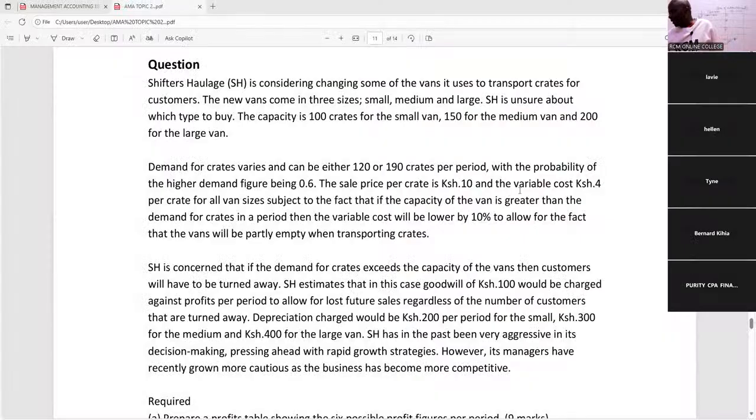You can see what they have told us here, that the variable cost is 4 per crate for all van sizes, subject to the fact that if the capacity of the van is greater than the demand for crates in a period, then the variable cost will be lower by 10% to allow for the fact that the vans will be partly empty when transporting crates.